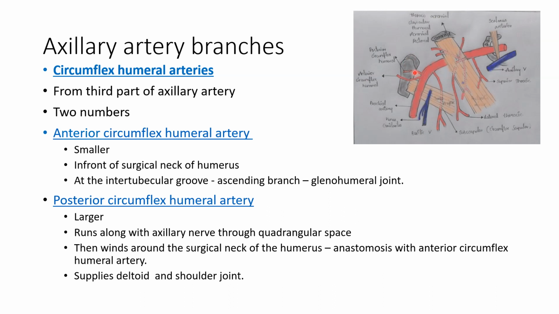The other one is the posterior circumflex humeral, which is larger, runs along with the axillary nerve through the quadrangular space, and it winds round the surgical neck of humerus. It anastomoses with the anterior circumflex humeral artery, and it supplies the deltoid and shoulder joint.